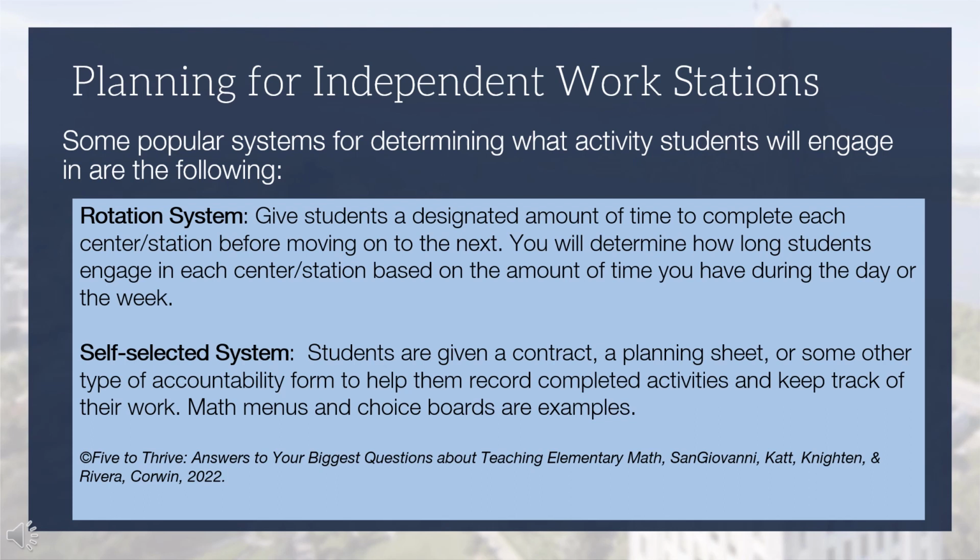Another system is the self-selected system. In this system, students are given a contract, a planning sheet, or some other type of accountability form to help them record completed activities and keep track of their work. Math menus and choice boards are examples of this kind of system.